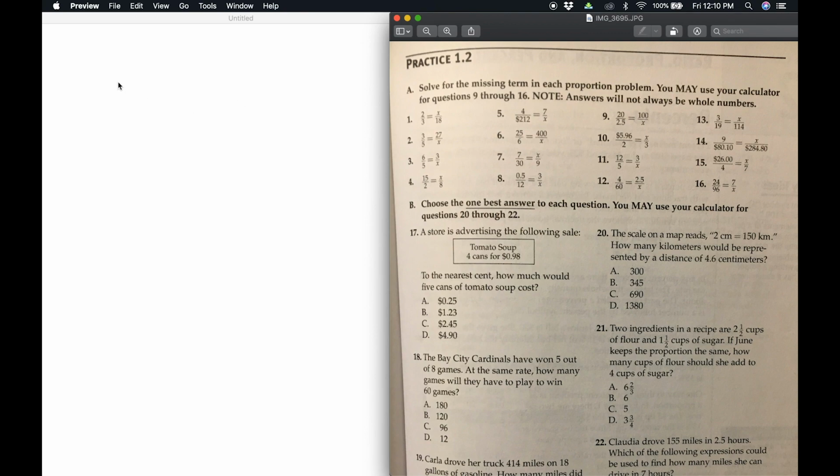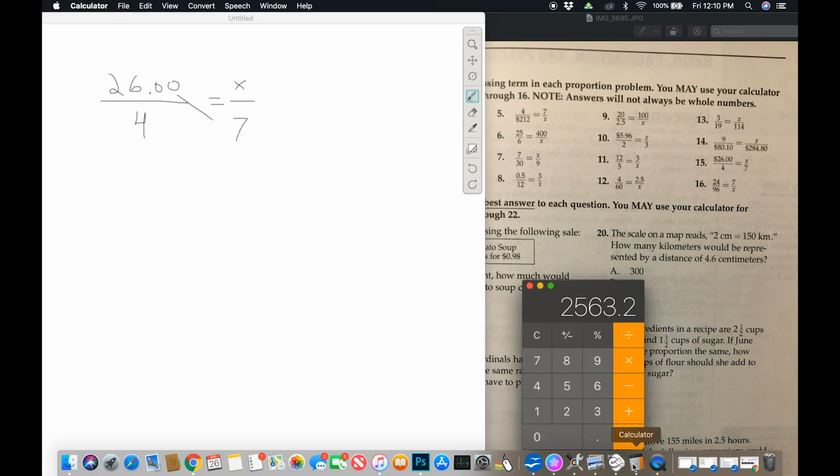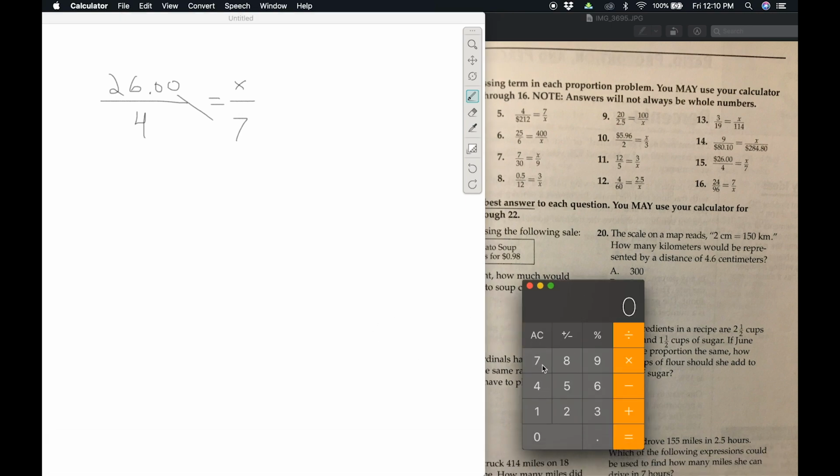$26. This is number 15. $26 over $4, or over 4, is equivalent to x over 7. So multiply this way. 7 times 26 equals 182.